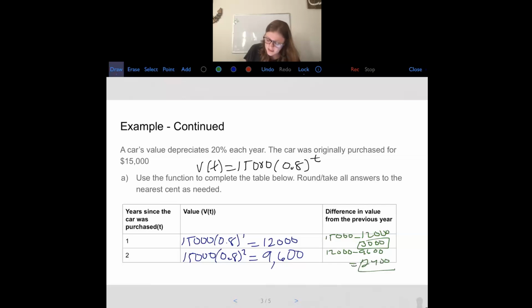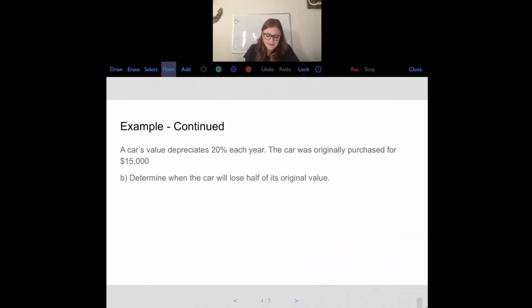Okay, so notice in the mini project, you're going to continue this table farther, I think up to 5 years. But look at the difference here. It lost more in terms of dollar amount from year 0 to year 1 than year 1 to year 2. Okay. The other thing that you're asked to do is you're asked to determine when the car will lose half its original value. So again, we have our equation.